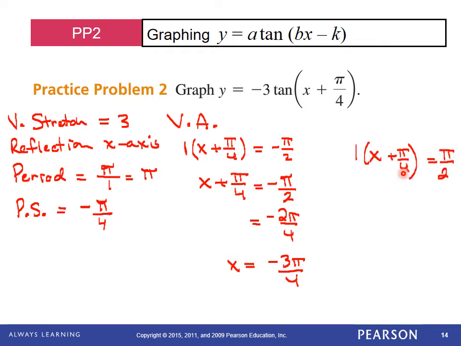Next one, set it equal to positive pi over 2. And again, same exact process here. Drop the 1 first. Then we're going to subtract pi over 4 from pi over 2, and we're going to get x equals pi over 4. Okay, so when we graph this, we're going to graph the vertical asymptotes first. Once we have that, we're going to think about the vertical stretch and reflection.